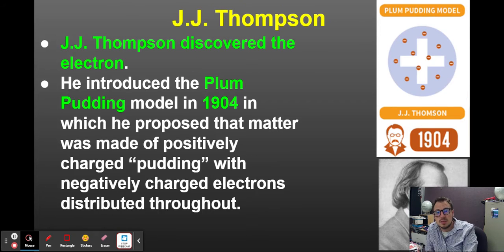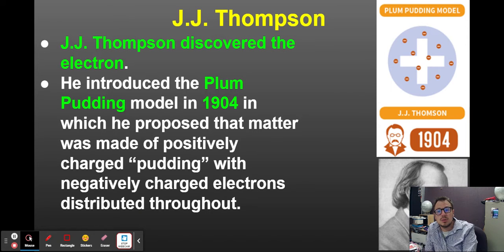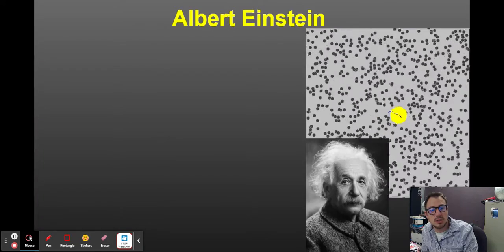So J.J. Thomson was the one who discovered the electron in 1904, and he introduced the plum pudding model. He just said, okay, well, I've got this positive charge at some point, so I think it's just some kind of a pudding substance, and inside of this pudding are going to be the electrons. And he did that with the cathode ray experiment, in which he was able to strip parts of the electrons off of what he thought to be atoms, and then he put a magnet close to it, and it bent. And he said, well, this has to be negatively charged based on how it bent.